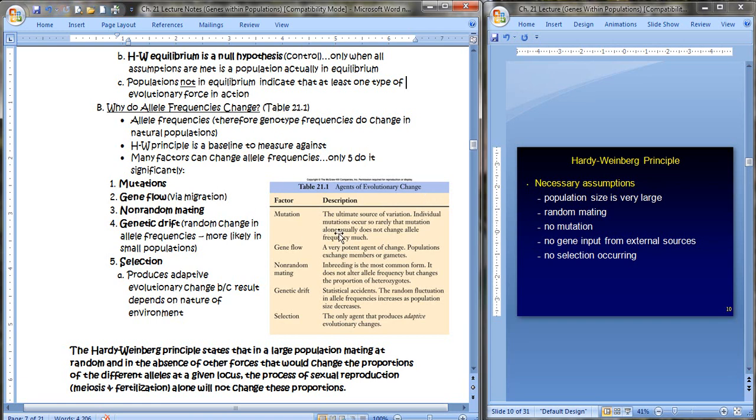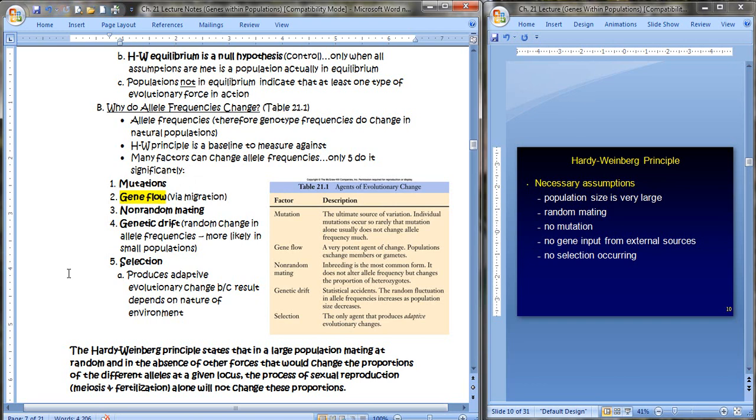Mutations, of course, these are the ultimate source of variation. And what that means is it's the most basic or fundamental source of variation. Individual mutations occur so rarely that mutation alone usually doesn't change allele frequency very much at all. Now, gene flow, this is a big one. I'm going to highlight it. I want you to highlight the 3 main ones.